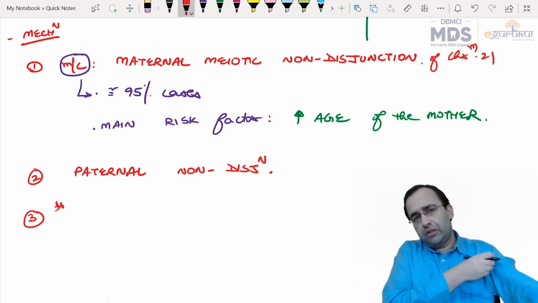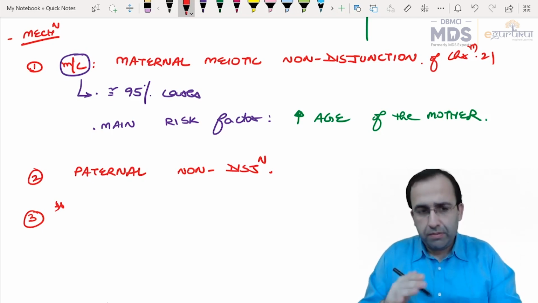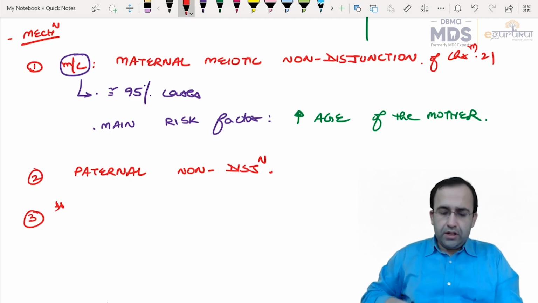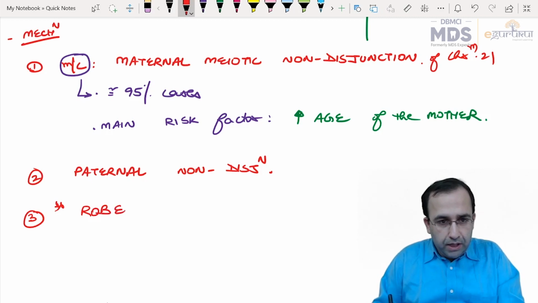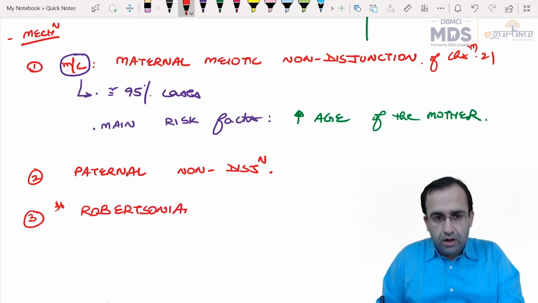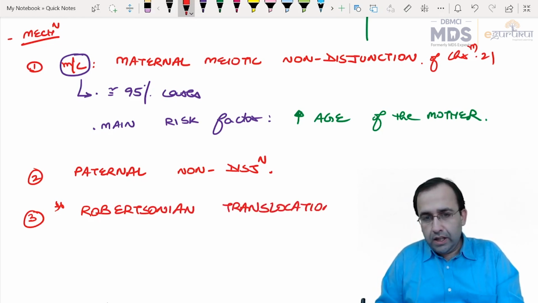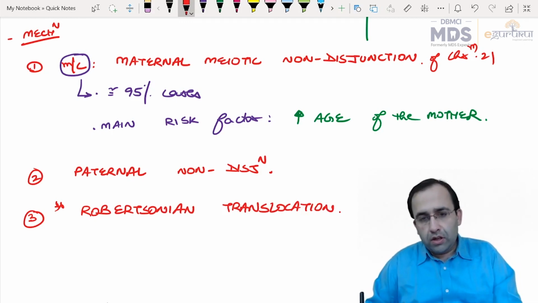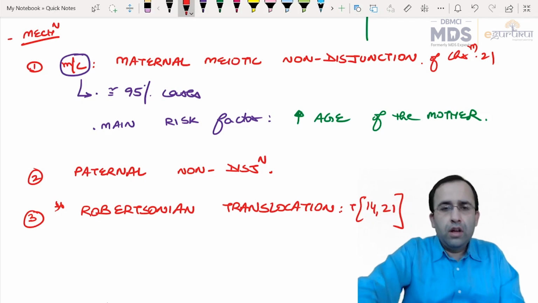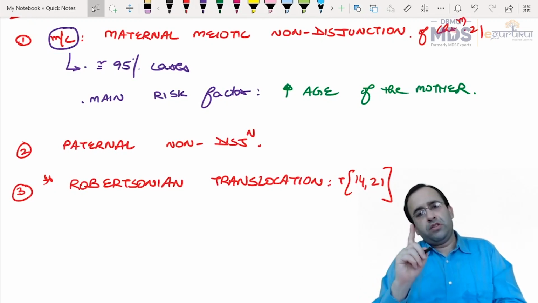Which type of translocation? We will do translocations in detail when we do chromosomal abnormalities in structure, in our next session in genetics only. But there is a particular subtype of translocation called Robertsonian translocation. For now just write it, we will do this in detail in our next session: Robertsonian translocation of chromosome 14 and 21. Just write it at present. Out of these, the most common mechanism was the first one, maternal meiotic non-disjunction of chromosome 21.